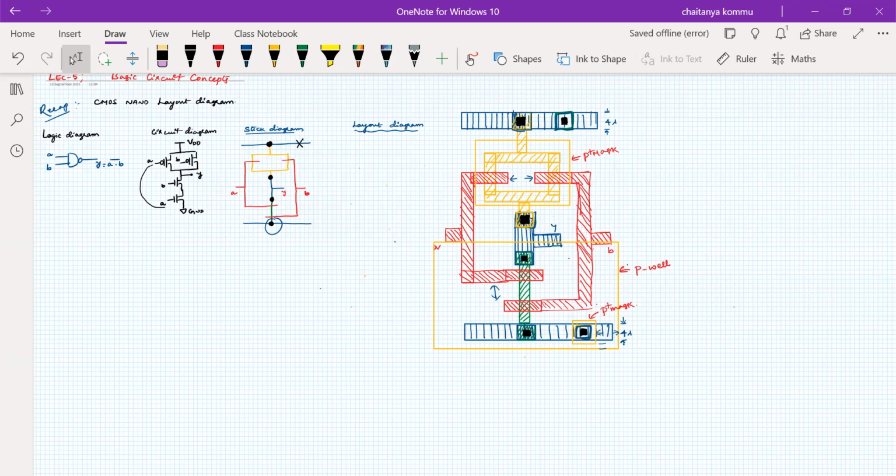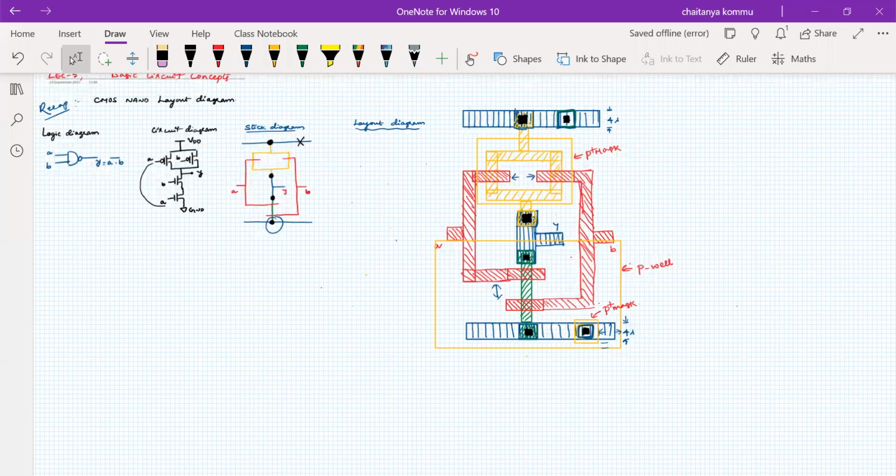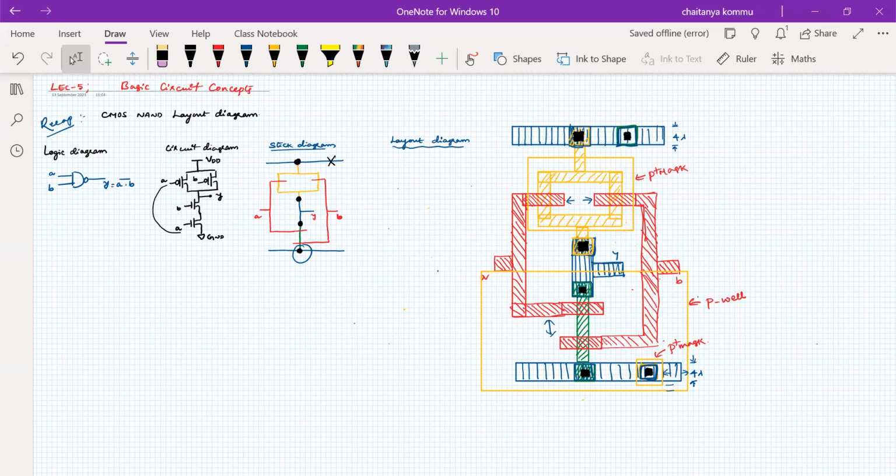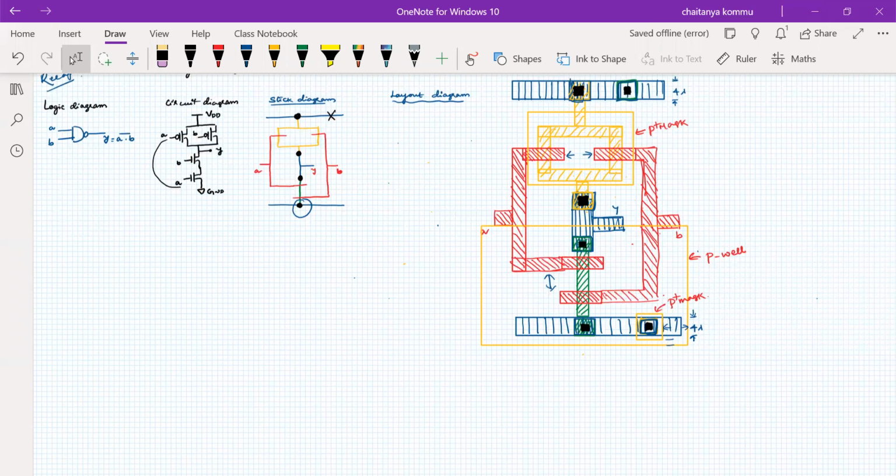By the way, these are the different ways that we can draw the layouts. When time permits, we will do more layouts in the coming classes. Up to this point is more than sufficient. If you want to draw the monolithic diagram, for example, I will show you one diagram. That way also you can do it. By looking at the diagram, you can also see what it is.